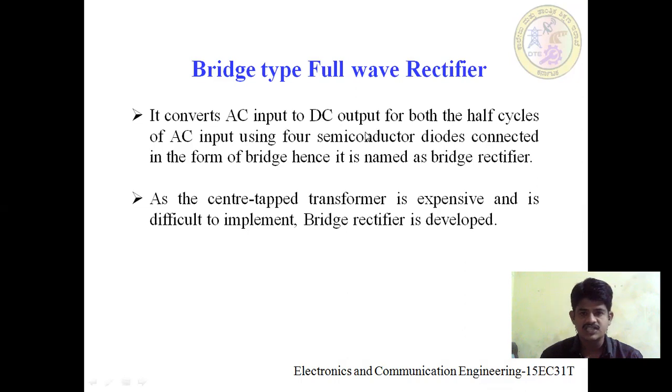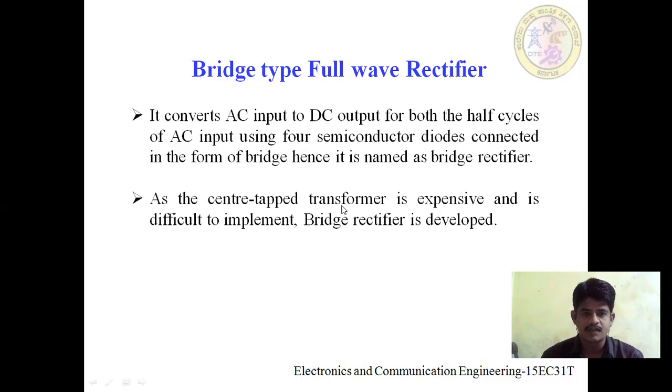It converts AC input to DC output for both the half cycles of AC input using 4 semiconductor diodes connected in the form of a bridge. Hence, it is named as bridge rectifier. Remember how many diodes it is using? 4 diodes. It may be asked in the examination how many diodes a bridge rectifier will be using. You must remember it is 4.